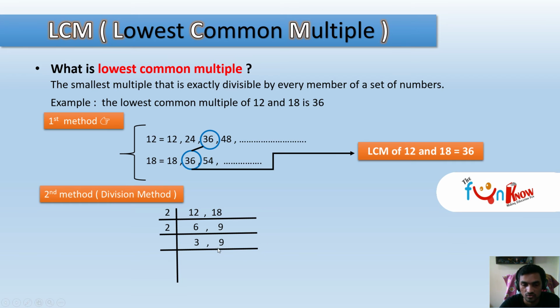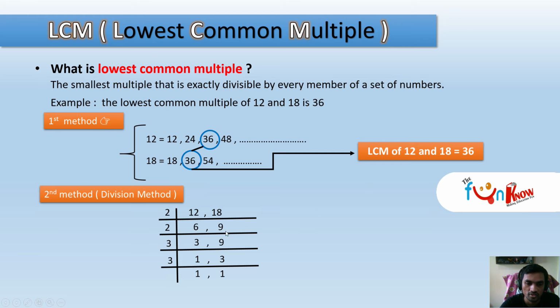Now we have two numbers, 3 and 9. We can't use 2 because 2 won't divide these two numbers. So now we'll try 3. 3 divided by 3 gives 1, and 9 divided by 3 gives 3. We have to keep doing this until the last two values are 1 and 1. So now we divide 3 by 3 to get 1, and we keep the other 1 as it is.